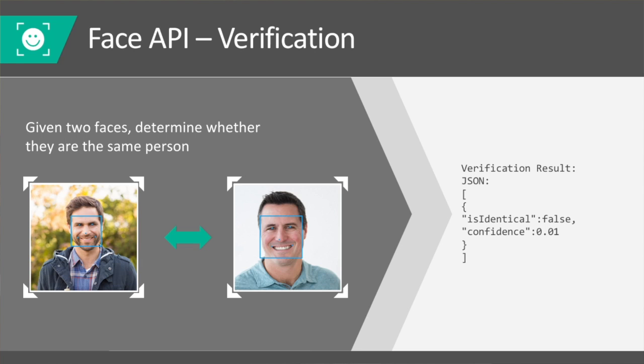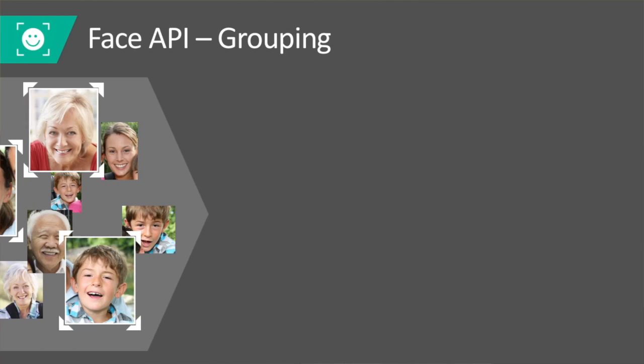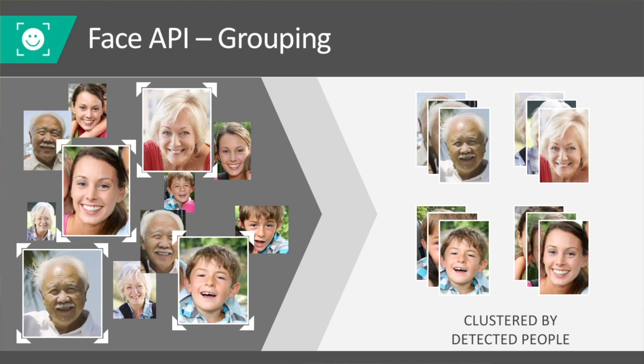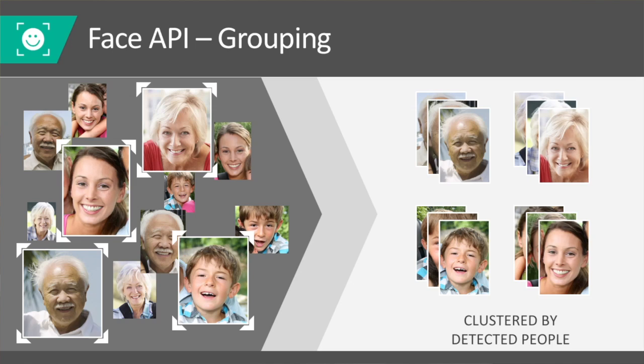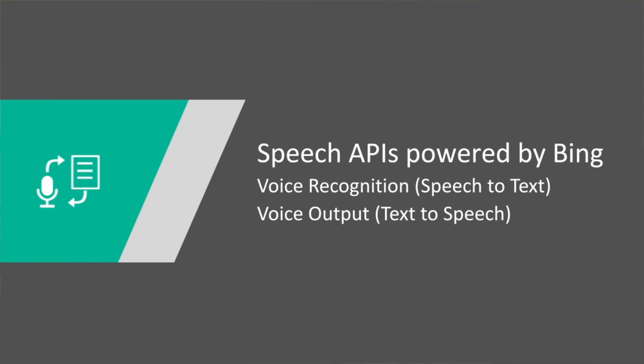Now, another feature that Face API has is for grouping, and that's a great way to organize many unidentified faces into groups together based on their visual similarities. Speech APIs consist of two types of speech. Obviously, you can transfer your speech into text, and every time you say something to the computer, it's going to show up on the screen. And the other way around, you can give it text, and let the computer speak it for itself.